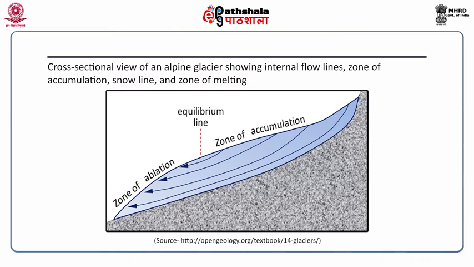Then a cross-sectional view of an alpine glacier showing internal flow line, zone of accumulation, snow line and zone of melting. By this figure, you can clearly understand about their advancement, about their retreat, etc.